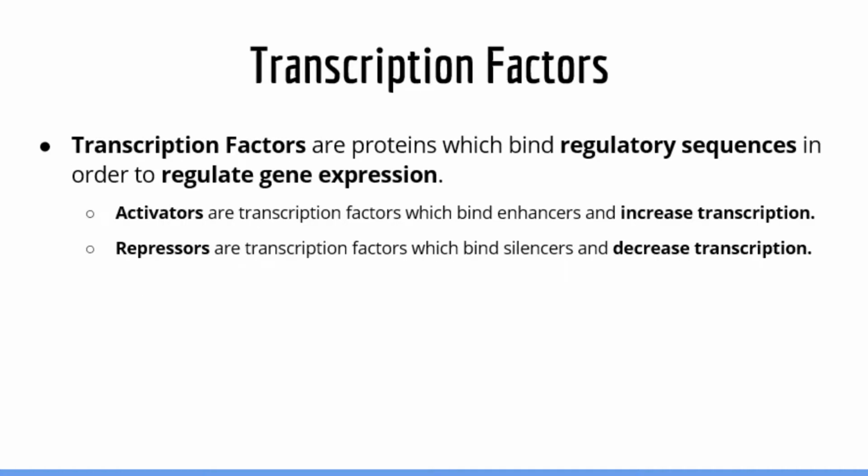Now let's talk about transcription factors. Transcription factors are proteins which bind regulatory sequences in order to regulate gene expression. Transcription factors are either activators or repressors based on their effect on gene expression. Activators bind regulatory sequences called enhancers and increase transcription. Repressors, on the other hand, bind regulatory sequences called silencers and decrease transcription. So just like how there are two types of regulatory sequences, there are two main types of transcription factors, that is, activators and repressors. Activators bind regulatory sequences called enhancers, and repressors bind regulatory sequences called silencers.